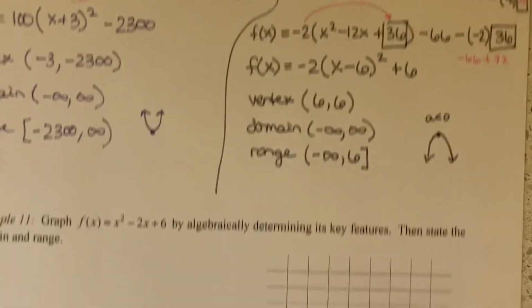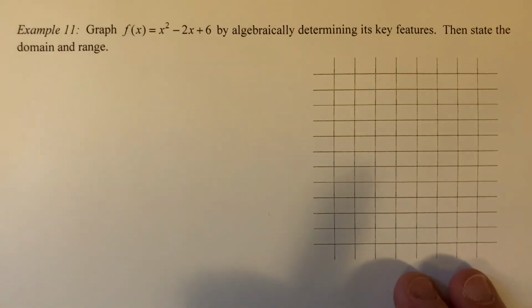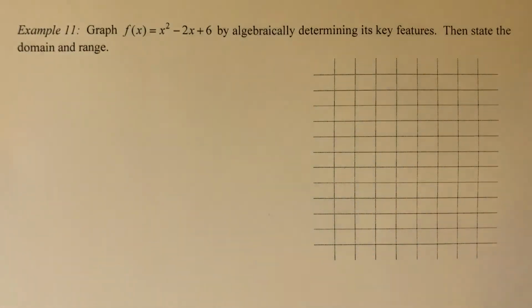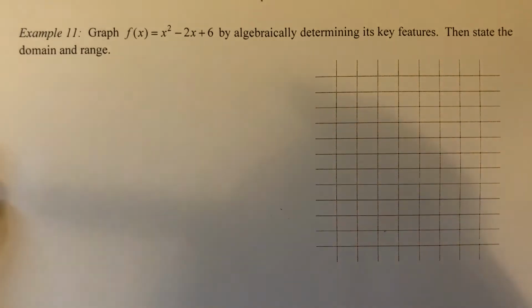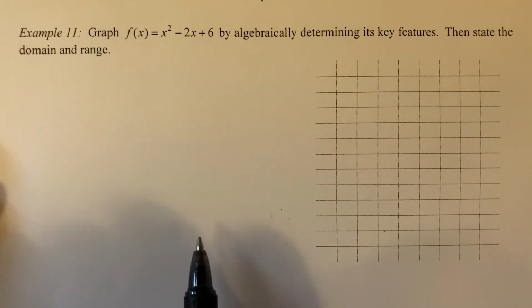All right, last one, and then we should be good for this section. It's a long section. There's a lot of stuff about completing the square that we've learned. This one says graph by algebraically determining its key features, then state the domain and range.